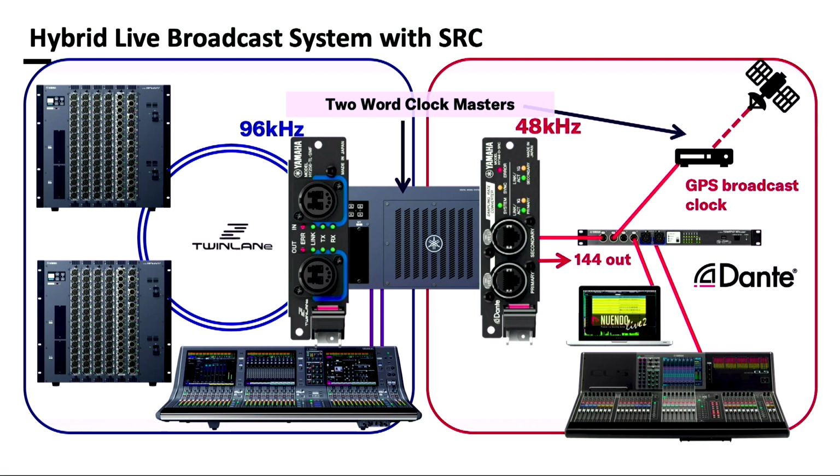So here we have a live sound system on the left with 96 kilohertz with TWINLANE. That will be mixing the live band, orchestra, choir, and it will be providing a whole load of submixes and splits to the broadcast system. But it will be transmitting them out at 48 kilohertz. Then the broadcast system will need to synchronize to its GPS broadcast clock to be synchronized with all the video. But with that sample rate converter, we can split the clocking domains so the live sound network is independent with its clocking and management from the broadcast network.